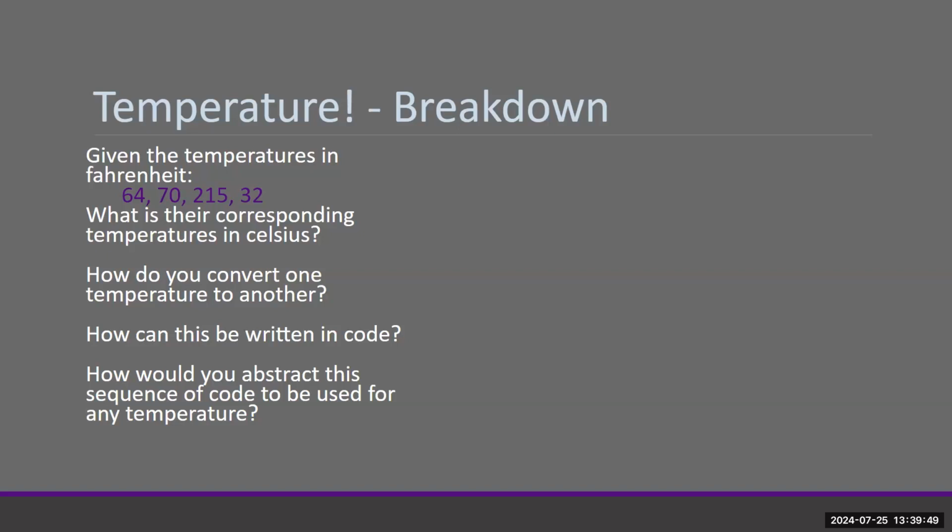Ideas and concepts that I want you to be thinking about are, how do you convert a temperature to another one? How can you write that in code? And then how would you abstract this to be used for any temperature? The answer to the first question, how do you convert from one temperature to another? Most people don't have them memorized. I believe it involves multiplying by 9/5 and either adding or subtracting 32. I forget which way it's for, but generally that's that.